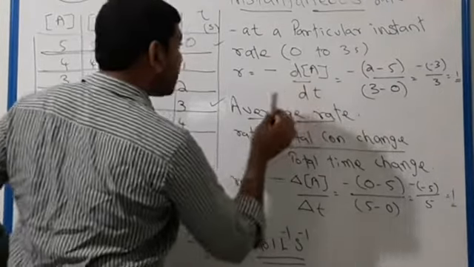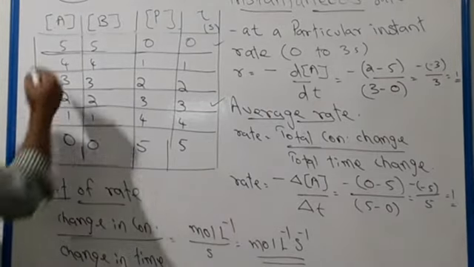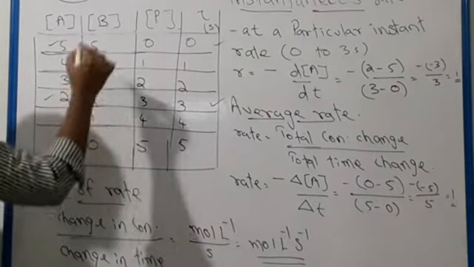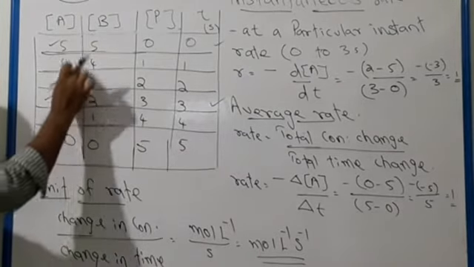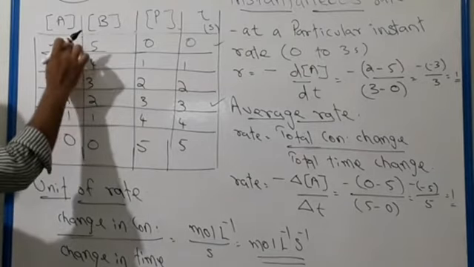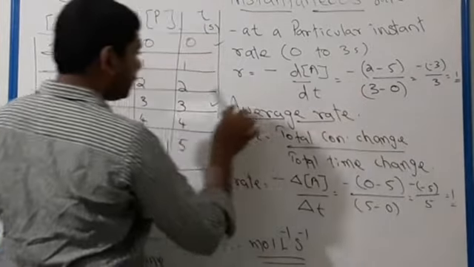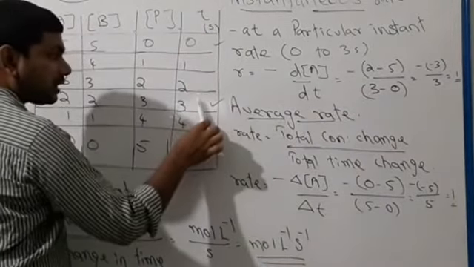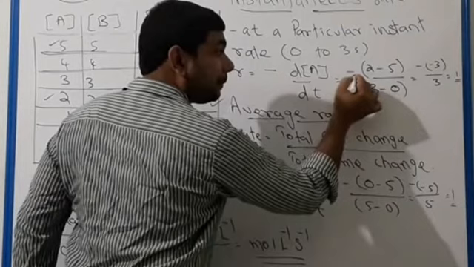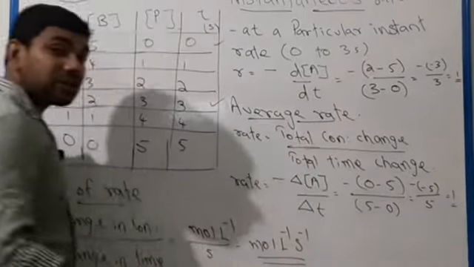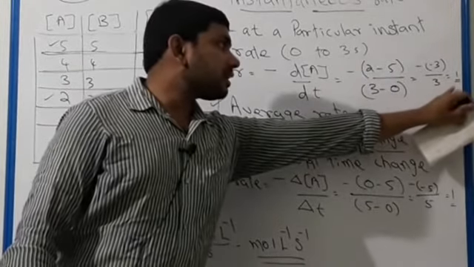So we have to consider 0 to 3 seconds. This is the concentration of A. 0 to 3 seconds means the concentration change, final concentration minus initial concentration, 2 minus 5, divided by the change in time, final time minus initial time, 3 minus 0. This negative sign is because we consider the concentration of reactant. So you get the final answer here, 1.